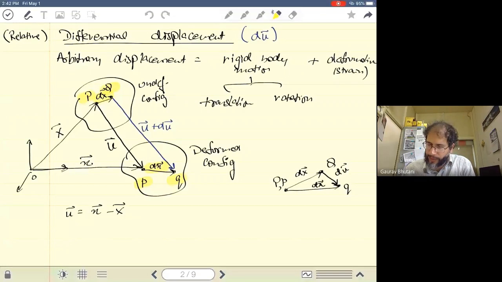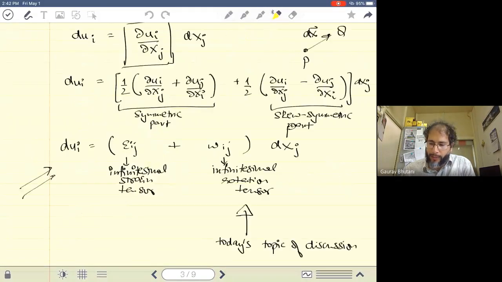So we said that arbitrary displacement can be a superposition of rigid body motion, which is translation and rotation, and deformation, which is what we're interested in this course. Then we wrote du in terms of the symmetric part of the displacement gradient tensor, which is called the infinitesimal strain tensor epsilon, and the skew symmetric part, which we defined as the infinitesimal rotation tensor. That was the major topic of interest in the last lecture.